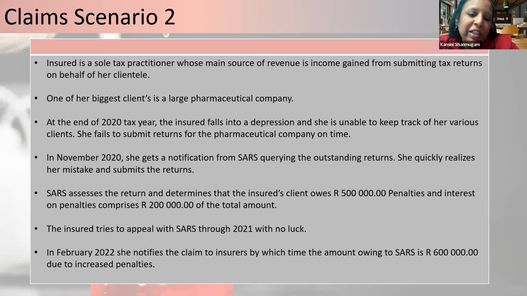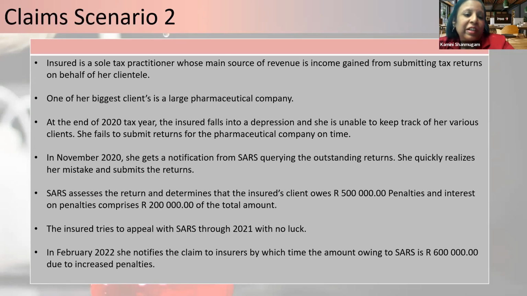In November 2020, she gets a notification from SARS querying the outstanding returns. She notices she made a mistake in submitting the returns. SARS assesses the return and determines that the insured's client owes 500,000. Penalties and interest on the penalties are 200,000 of that total of 500,000. The insured tries to appeal through SARS through 2021 with no luck. In February 2022, she notifies the claim to insurers, by which time the amount owing to SARS has increased due to penalties. So what is the professional error there?